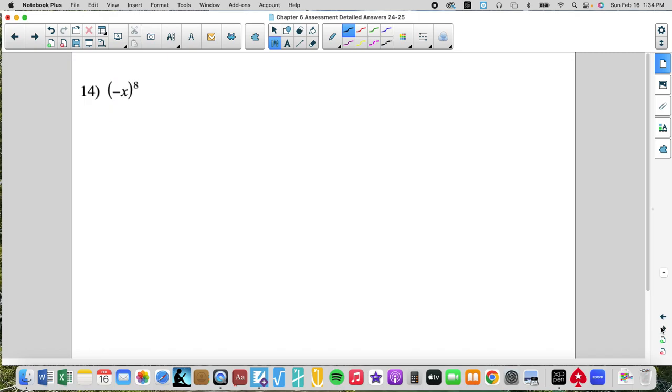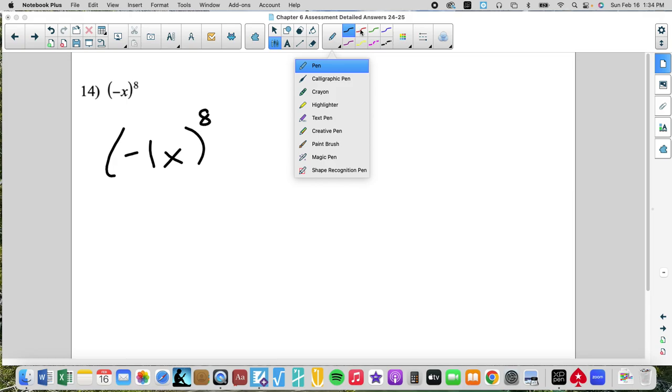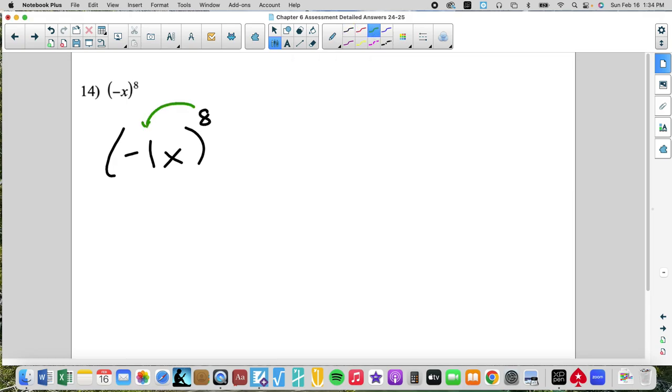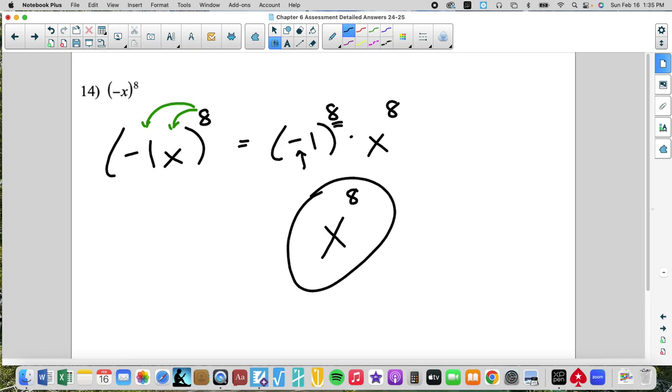Here, we do have parentheses. So this is negative 1x to the 8th. So each of those gets to the 8th power, this gets to the 8th power. So this really is negative 1 to the 8th, x to the 8th. If we have 8 negatives, we know, and we talked about that, an odd number of negatives make a negative number, an even number of negatives makes a positive number. So this is going to give us positive 1, and then we're just left with x to the 8th. That would be our answer.